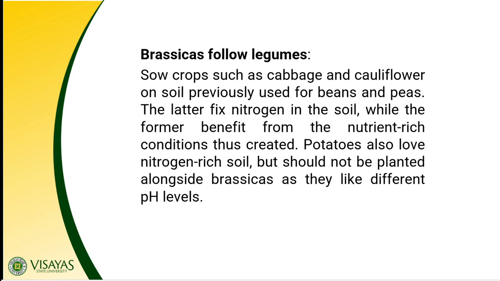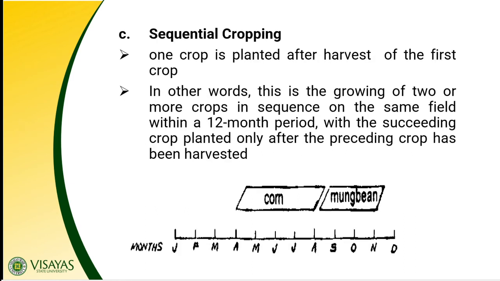Okay, we have here brassicas follow legumes. So crops such as cabbage and cauliflower are planted in soil previously used for beans and peas. The latter fix nitrogen in the soil while the former benefit from the nutrient-rich condition thus created. Potatoes also love nitrogen-rich soil but should not be planted alongside brassicas as they like different pH levels. So the pH of the soil must also be considered.